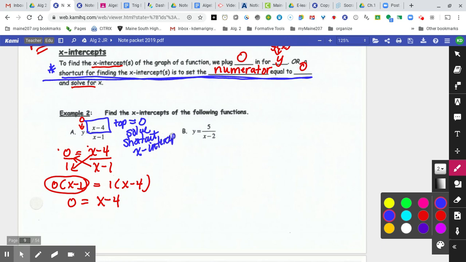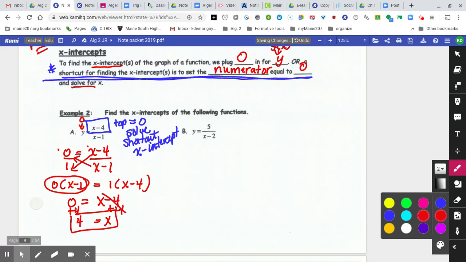Sometimes there is 1, sometimes there are 2 x-intercepts in an equation. It just depends on what your equation looks like. So if I want to solve this one for the x-intercept, all I need to do is add 4 to both sides. And then what I find very quickly is x equals 4 is the x-intercept.